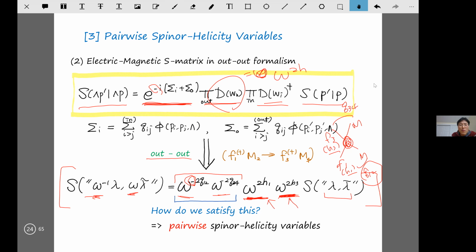Now the question is, how are we going to satisfy this condition? That's the additional condition on top of the usual regular S matrix. And we know that the regular existing lambda and lambda tilde will never fulfill that, because they are designed such that they only satisfy the usual conditions. Therefore, we need some new spinor helicity variables. That is why we need something new, which I call pairwise spinor helicity variables, to which I will now move on. Is there any question before I move on?